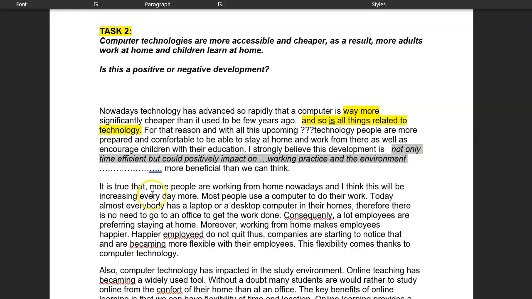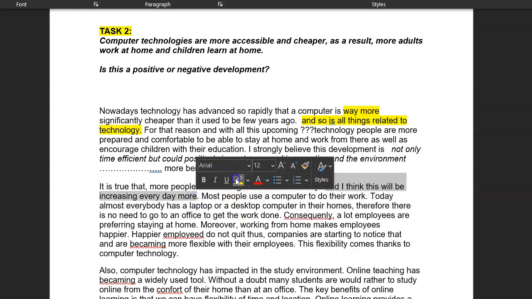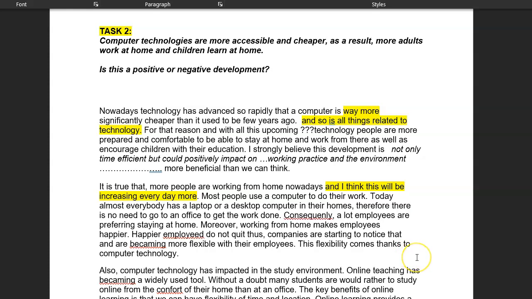It's true that more people are working from home nowadays. And again, don't use "I". So only put your opinion at the end. So don't use "I", don't use "we", keep it detached. Okay. Nowadays, because most people use a computer to do their work. Okay.